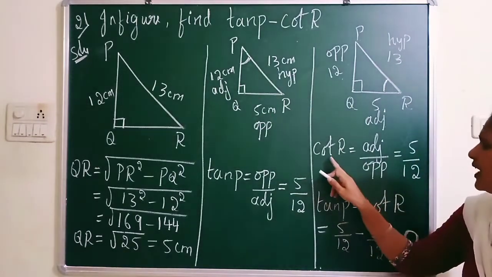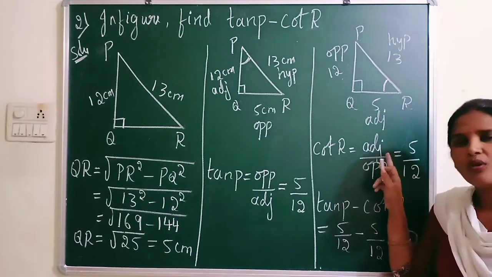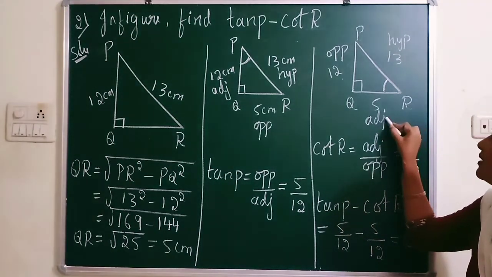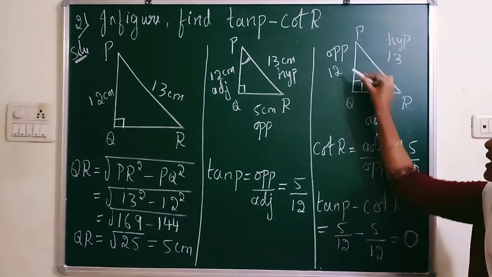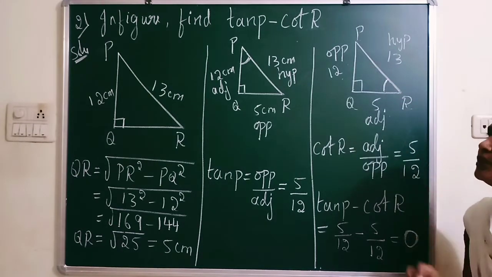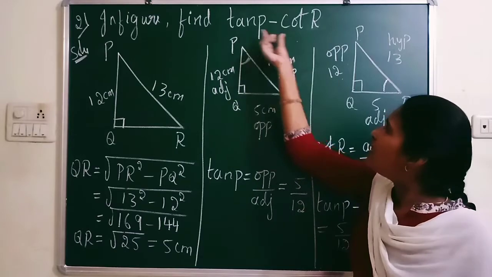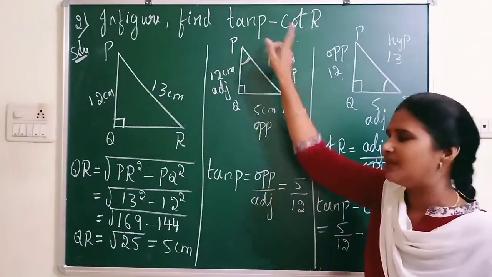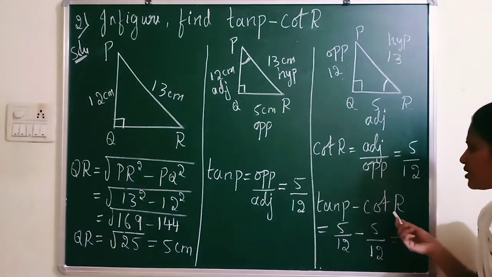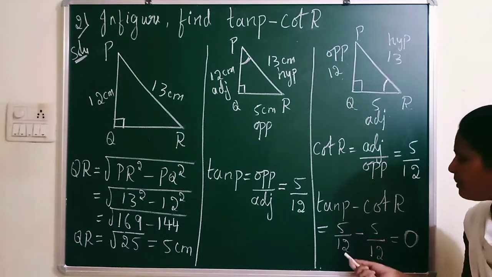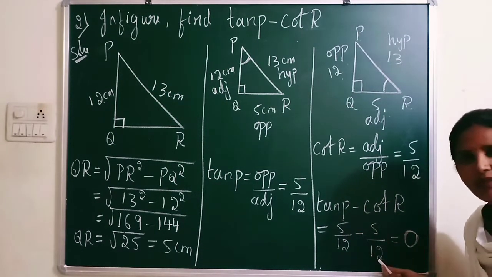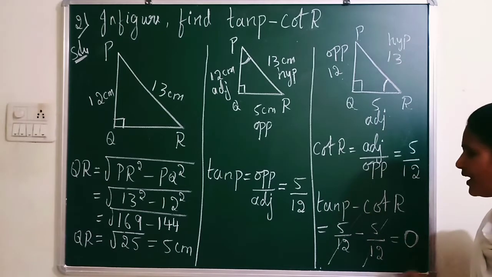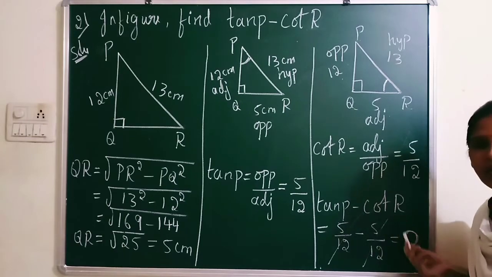Now I should find cot R. What is the ratio of cot R? Adjacent by opposite. So what is adjacent here? From the diagram, 5, divided by opposite which is 12. So 5 by 12. Now tan P and cot R, two terms I found out. In the question they asked to subtract them. So tan P minus cot R equals 5 by 12 minus 5 by 12. Both get cancelled. The answer is 0. So the value of tan P minus cot R equals 0.